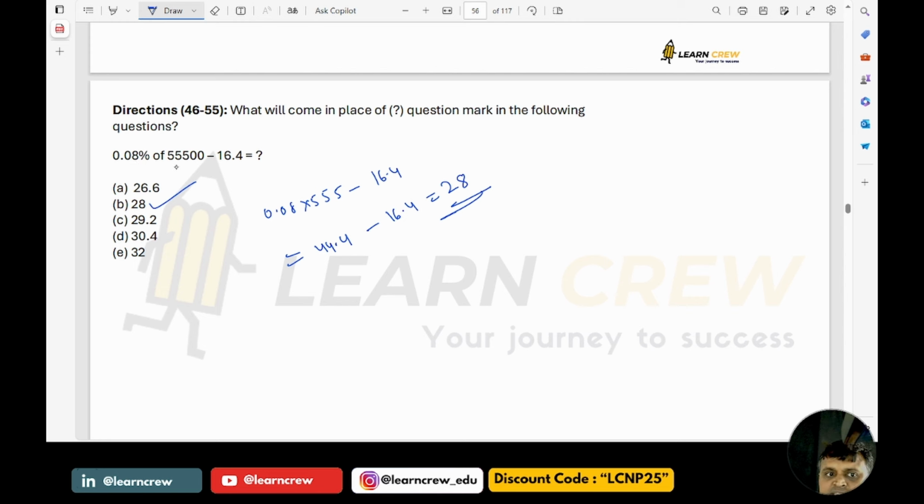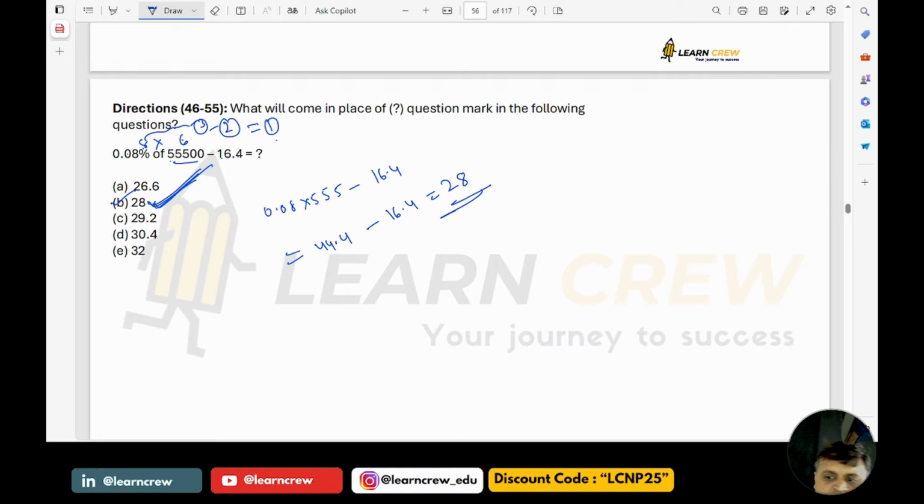Otherwise, you can also check the digital sum. 5 3 is 15, 15 means digital sum 6. Here 6 into 8, 48. 48 means 4 plus 8, 12. 12 means 3 is digital sum. 6 plus 4 is 10, 10 means 1 plus 1, 2. 3 minus 2. The final answer digital sum has to be 1. Where are you getting digital sum 1? Only for 28. That's the reason the answer is 28.